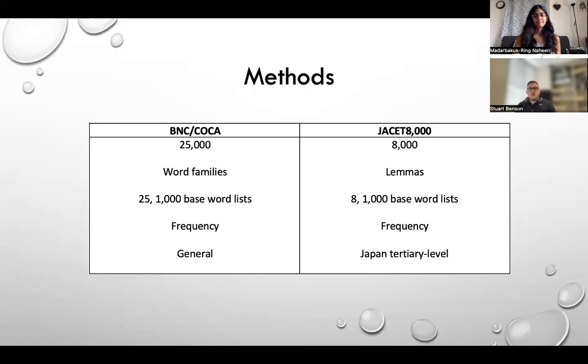For the context-specific word list, we use the JASIT 8000, as Naheem was saying. As the name suggests, there are 8,000 words, but these are lemmas compared to word families. There are 8 word lists in total. Again, they are ordered in frequency, and this word list was created for Japanese tertiary level students. So we wanted to compare whether this textbook is suitable for, 1, the general context, and 2, the context that the textbooks were used in.